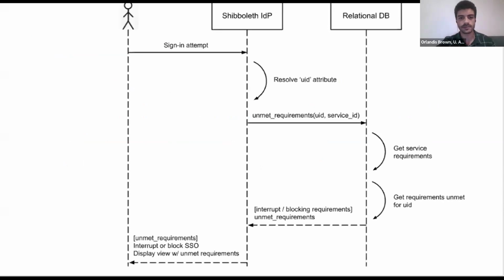So here's just an architecture diagram, or a flow diagram of what that looks like. You have the user going to sign in, and so on. And then eventually they get back to the error page where we'll show the requirements, or they'll see nothing otherwise if they have no unmet requirements for that service. Next slide, please.